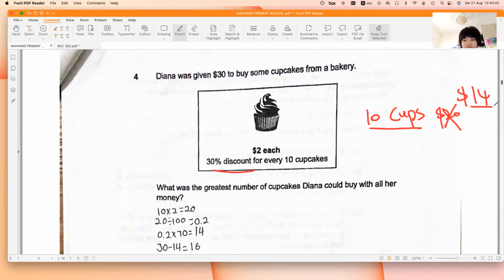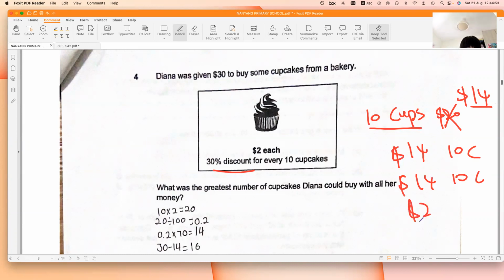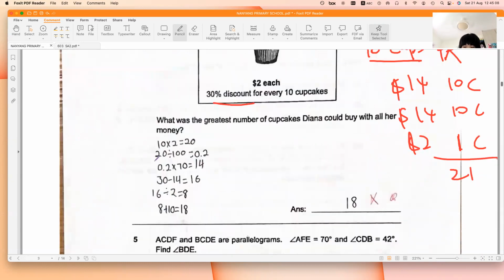So how much do you have? You have $30, right? So you have 14 and then 14. This is 10 cupcakes, and this is 10 cupcakes. So you still have $2 left. For the $2 left, can you buy another one? I think yes. So this gives you 21. So you can get 21.